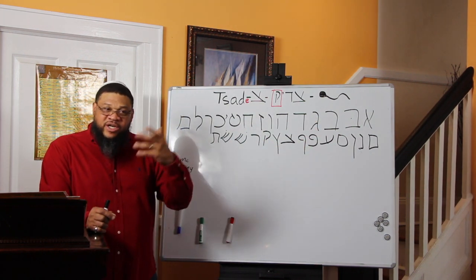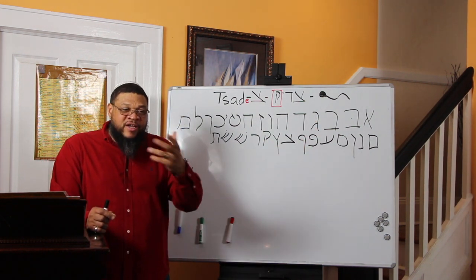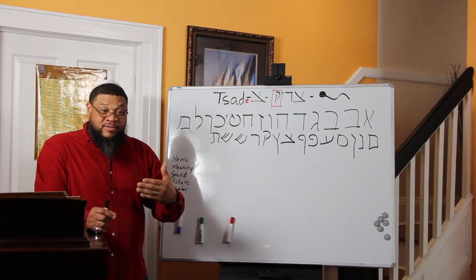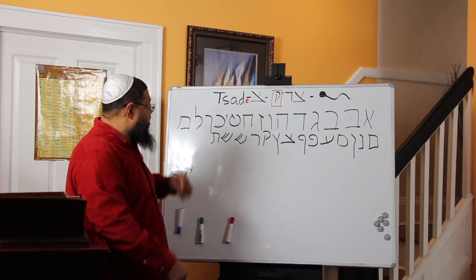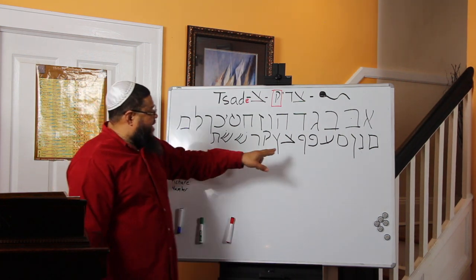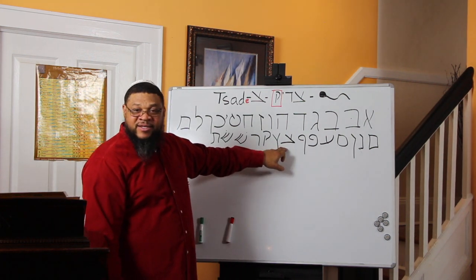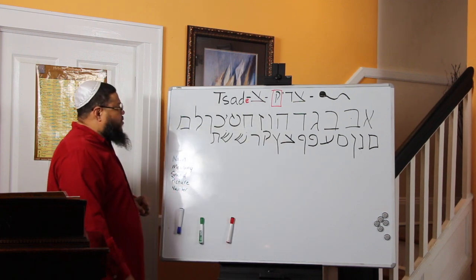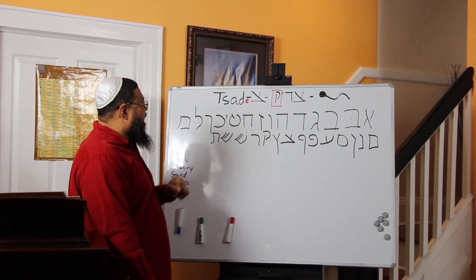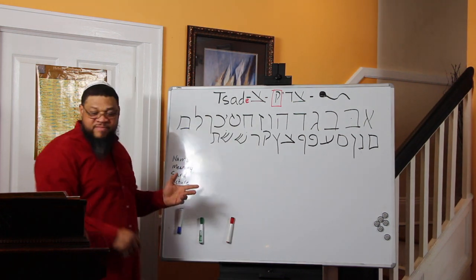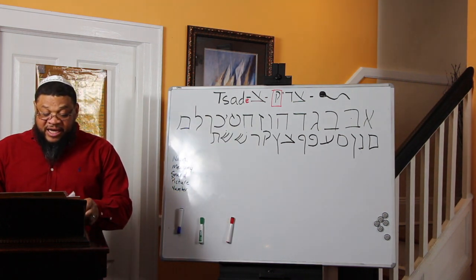And when you understand it, you get to own the letters. Okay? You get to own the letters. All right, so we are at Tsade. Now, the name of the letter is Tsade. And what's the meaning of the letter Tsade?